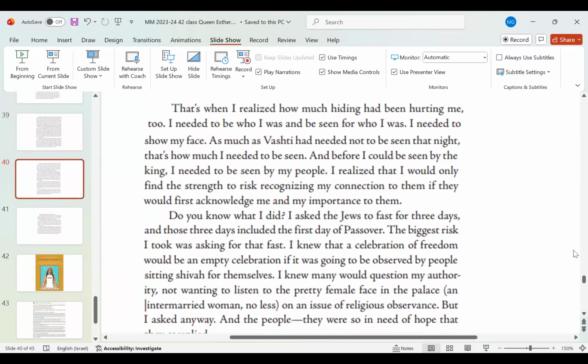That's when I realized, wait a minute. That's when I realized how much hiding had been hurting me, too. I needed to be who I was and be seen for who I was. I needed to show my face. As much as Vashti had needed not to be seen that night, that's how much I needed to be seen. And before I could be seen by the king, I needed to be seen by my people.